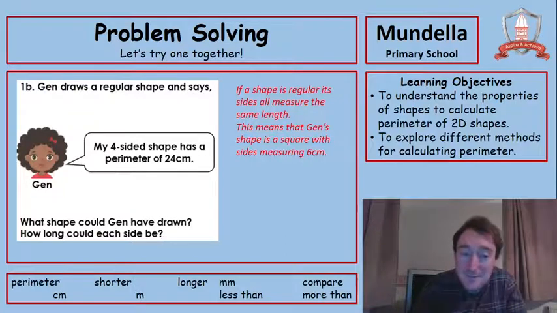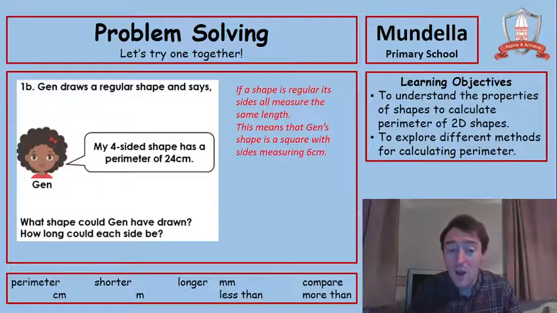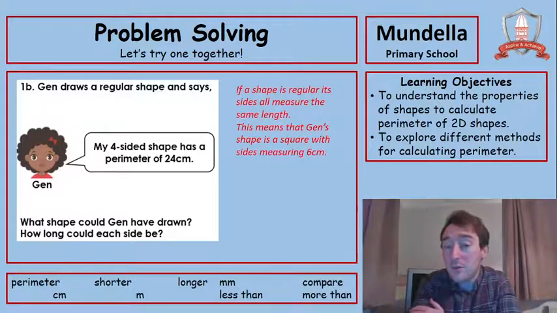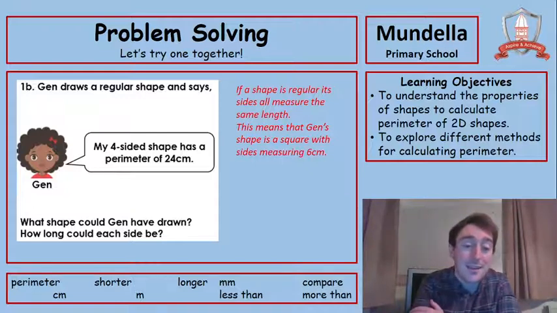Let's try one together. Jen draws a regular shape and says, my 4-sided shape has a perimeter of 24 centimetres. What shape could Jen have drawn? And how long could each side be? Well, I have a feeling that it's going to be another one of those questions where we might have more than one answer. So, if we come up with an answer, it might be different from the answer that's given to us, because there's more than one way of doing it.